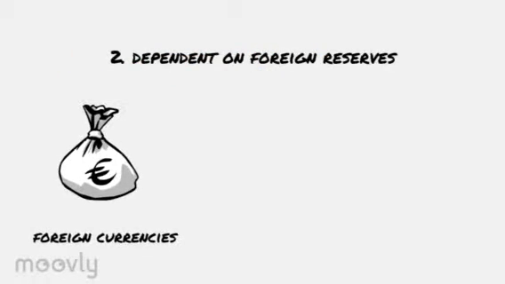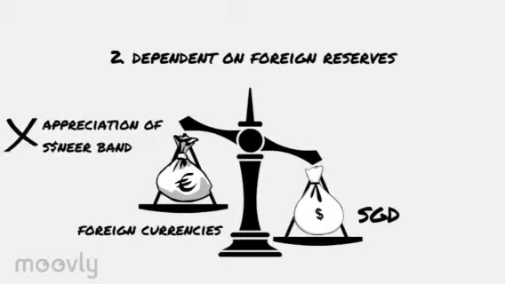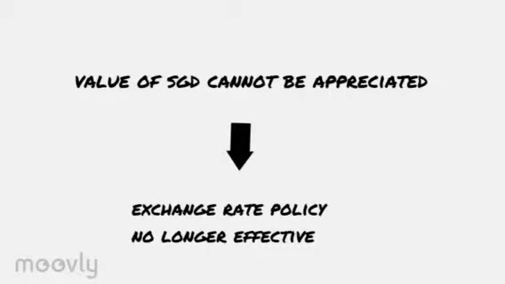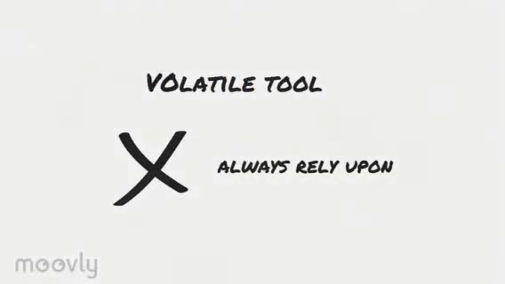Also, the exchange rate policy is highly dependent on the amount of foreign reserves. When we lose foreign currencies, they cannot be sold off to purchase Singapore dollar to cause appreciation of the SNEER band. Since the value of SGD cannot be appreciated, the exchange rate policy is no longer effective. This thus proves that the exchange rate policy is a highly volatile tool that cannot always be relied upon.